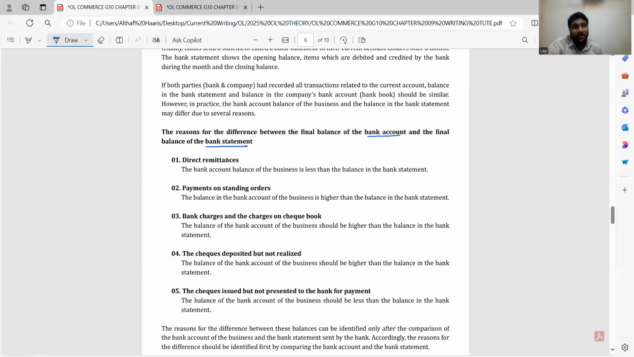First one, direct remittances. Someone has gone to the bank and deposited the money, where we will not know. They didn't inform us, but someone has gone to the bank and deposited the money. We will get to know about the information only once we get the statement from the bank.